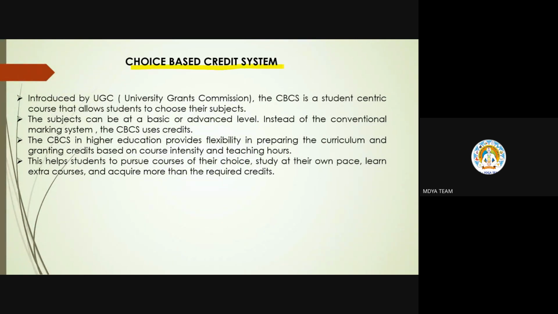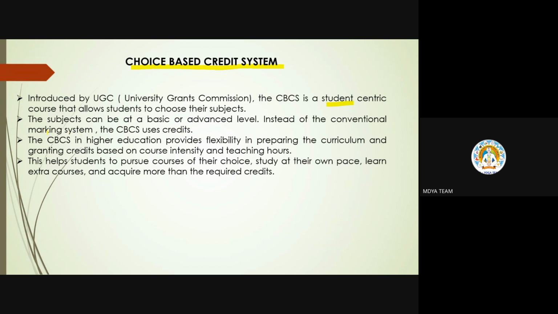The choice-based credit system is not at full swing in the present scenario. Introduced by UGC, the choice-based credit system is a student-centric course that allows students to choose their subjects. Like in the masters, electives are there. The student will choose according to their needs. The subject can be at a basic or advanced level instead of the conventional marking system.